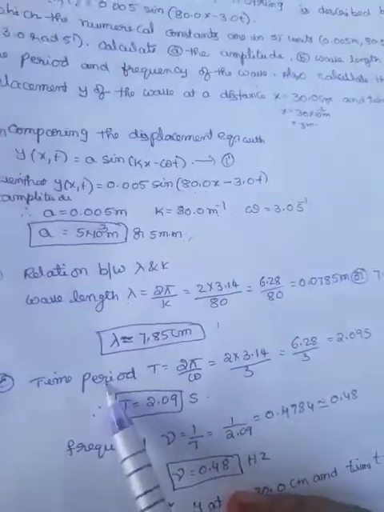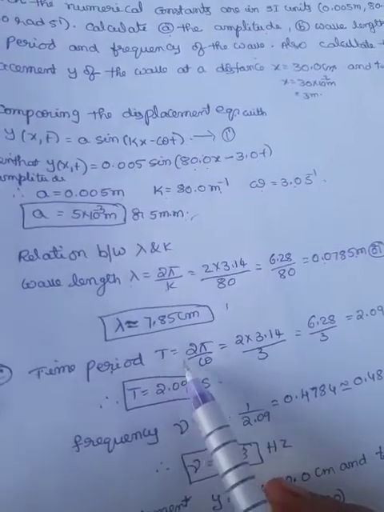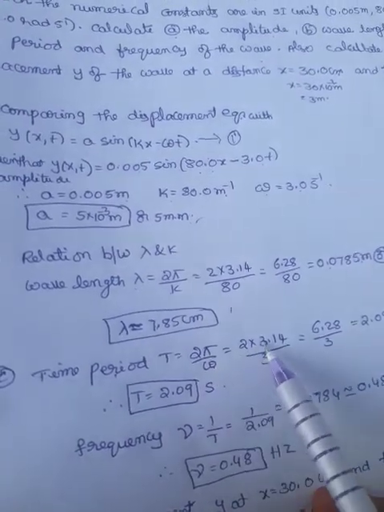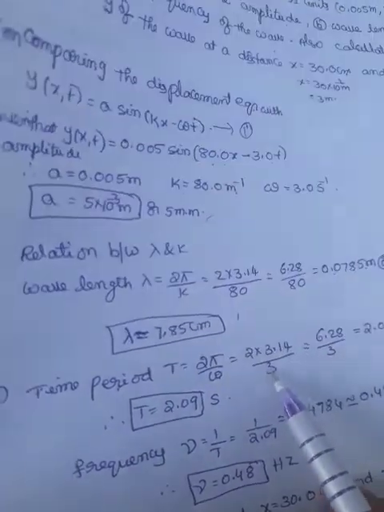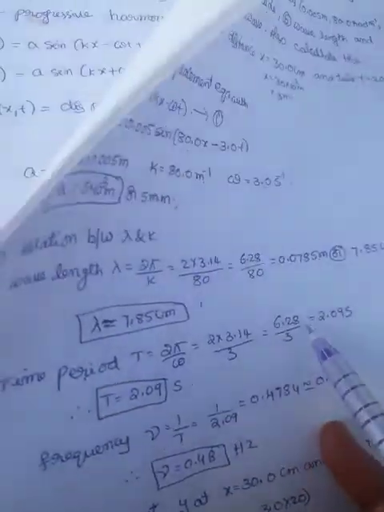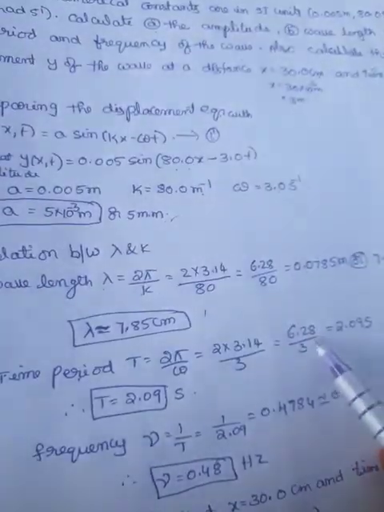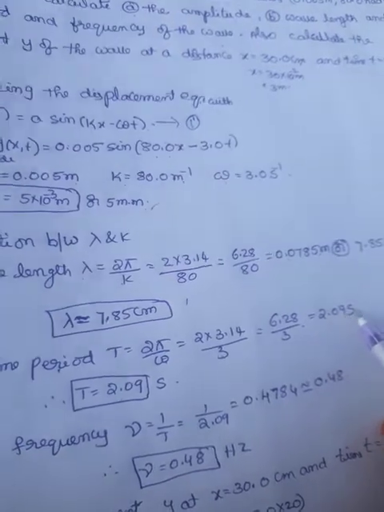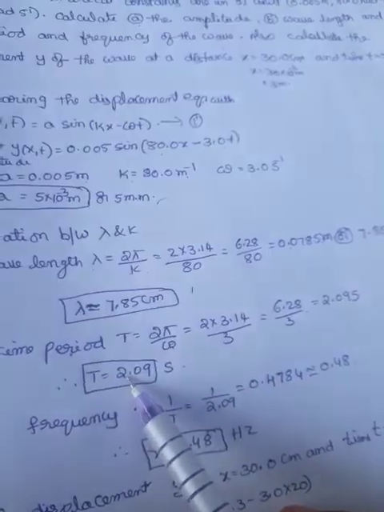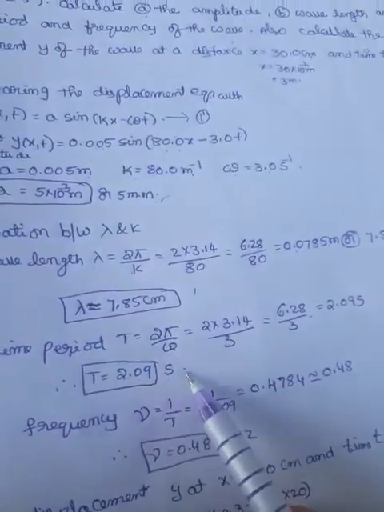Next one is time period. The time period formula is T = 2π/ω. 2 into π value 3.14 by 3. By solving this problem, the answer we get is 2.09 seconds. So time period T = 2.09, and the unit is seconds.